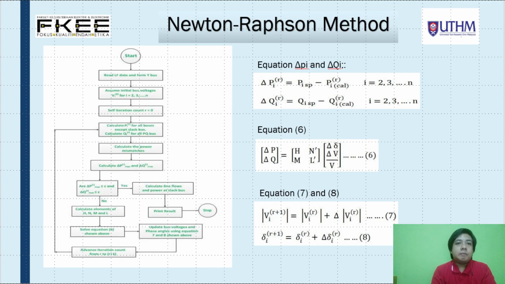If the answer for delta Pi and Qi is more than the specific tolerance, we need to calculate the elements of H, N, M and L by using equation 6 and update the bus voltage and phase angle using equations 7 and 8. After that, advance the iteration count from r to r plus 1 and repeat step 4 until the answer for delta Pi and Qi gets less than the specific tolerance.